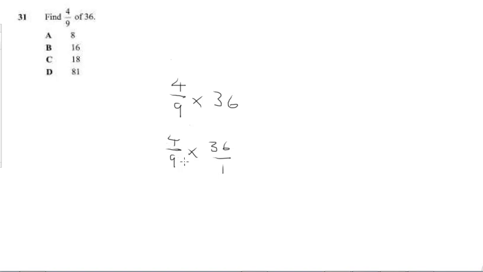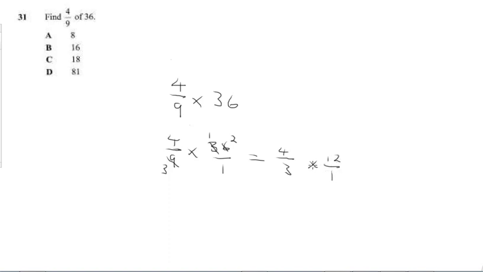Opposite numbers, do we have any factors? 9, 36. Any number can go into 9 and 36 without leaving a remainder? 3, okay. So 3 into 9 is 3. 3 into 36 gives us 12: 3 into 3 gives us 1, 3 into 6 gives us 2. So we therefore have 4 over 3 times 12 over 1.